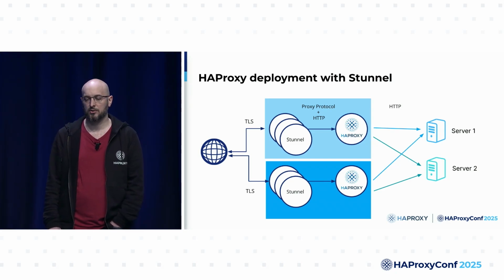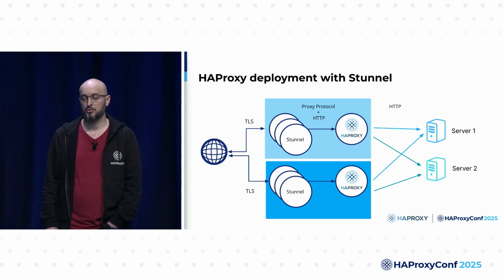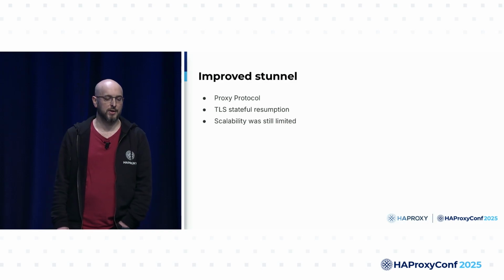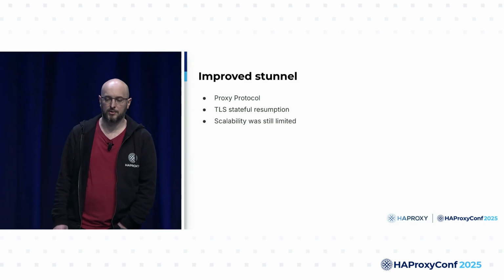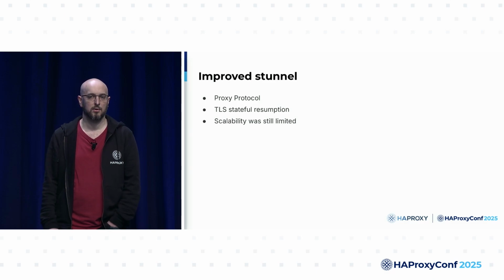So this was a typical deployment. You would have one Stunnel on the same machine as HAProxy, or even multiple Stunnels in order to scale. But we had to tweak a few things. Stunnel was kind of difficult to use because HAProxy wouldn't be able to see the client IP. Basically, in the log, you would see only the IP of Stunnel, which was localhost. So it wasn't really meaningful in the log.